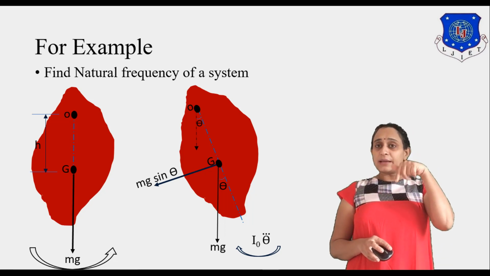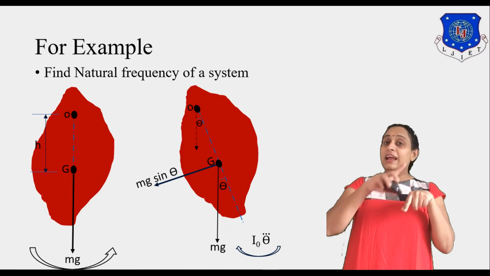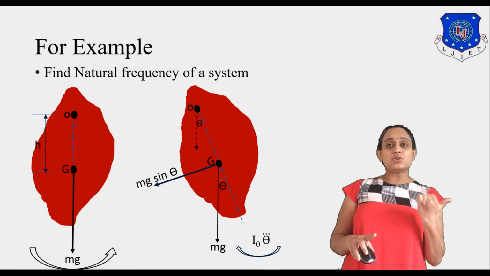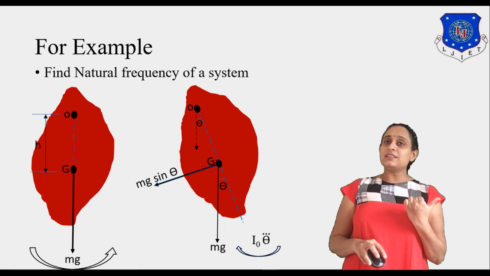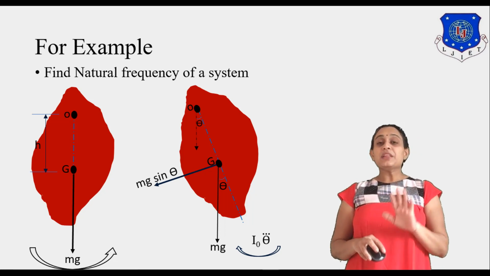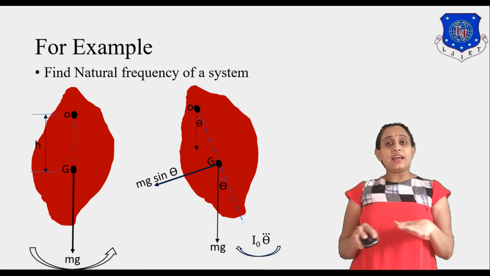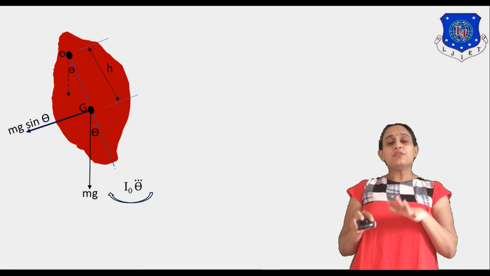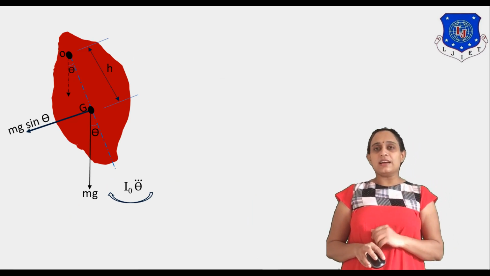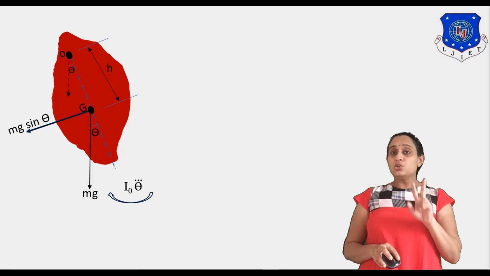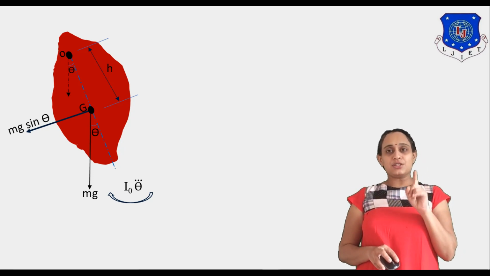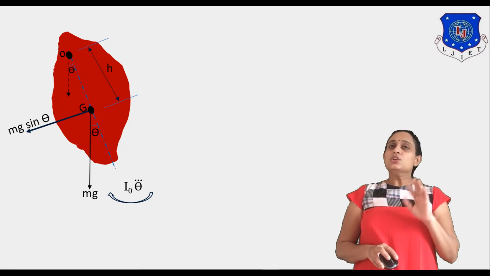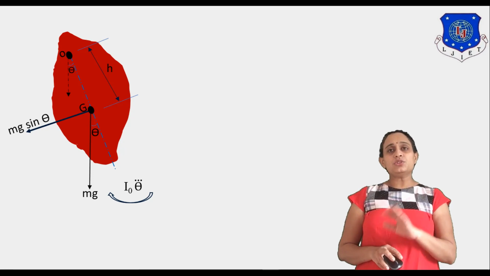Now, because mg is in the downward direction, and with respect to the axis it is making angle theta, the restoring force is mg sine theta. So this is our system. Besides this, we do not have any other kinds of forces acting on the system. We have two effects: one is the inertia torque and the second is the restoring force, mg sine theta. So let us take moment about O.